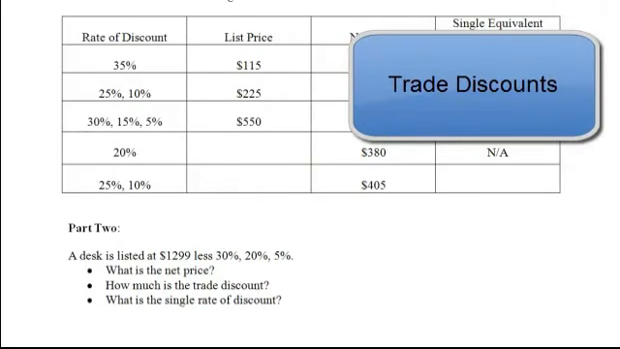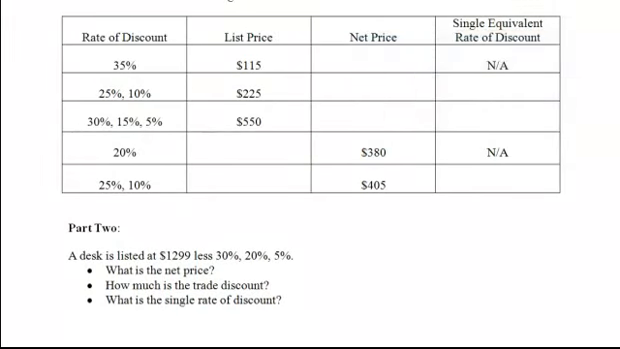Couple of these together just so you're on the right track here. First of all, notice in the first row here, it tells you our rate of discount and list price. And then it has this NA under single equivalent rate of discount. Basically it says it's not available because single equivalent rate only works on series, like on these questions here. So just to show you that. So the first question there is just asking what's the net price.